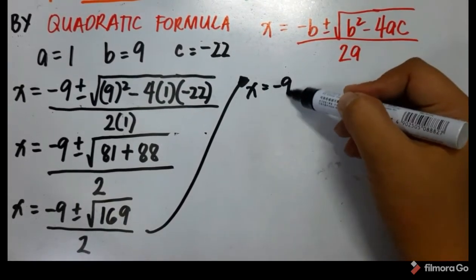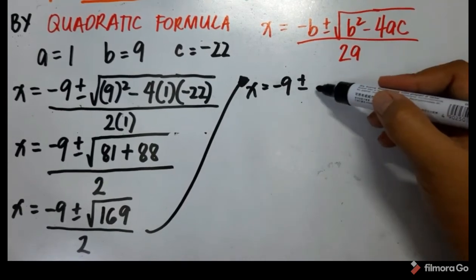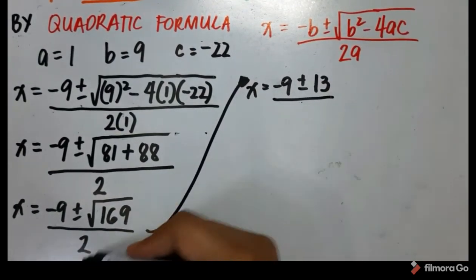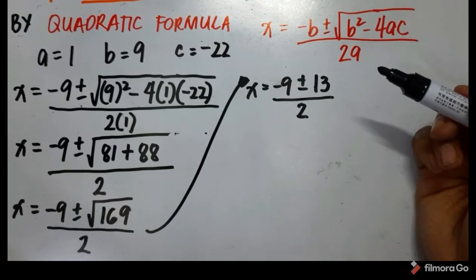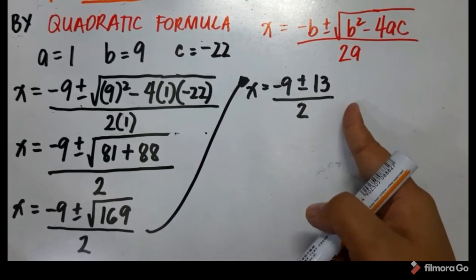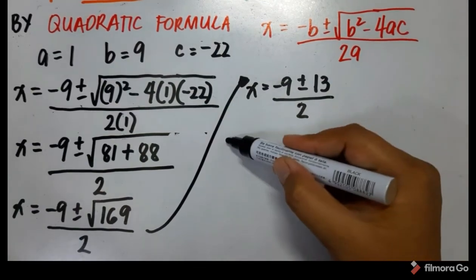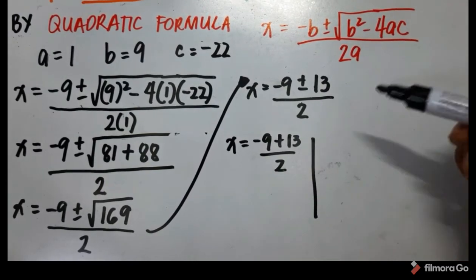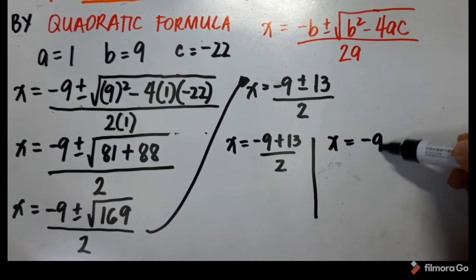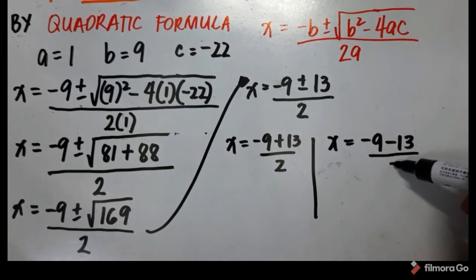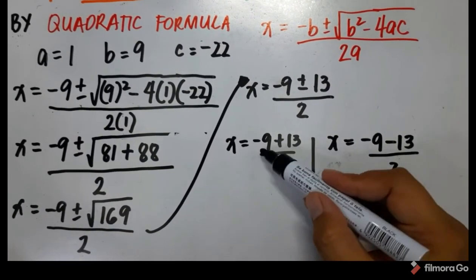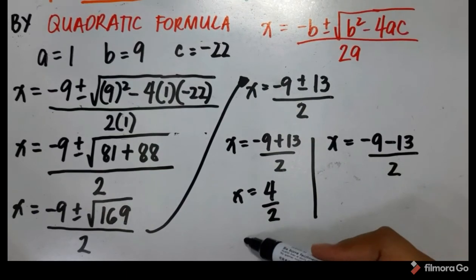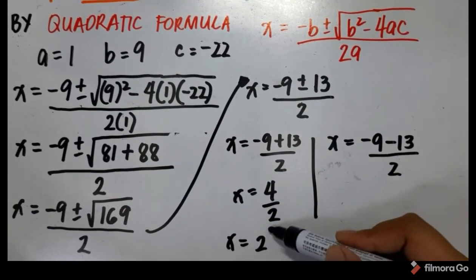Let's continue on this side. x is equal to negative 9 plus or minus the square root of 169, which is 13, over 2. So let us separate this into 2, where we have x is equal to negative 9 plus 13 over 2, and the other is x is equal to negative 9 minus 13 over 2. So this is negative 9 plus 13, 4 over 2, which is positive 2.